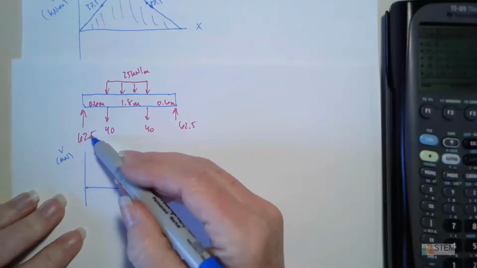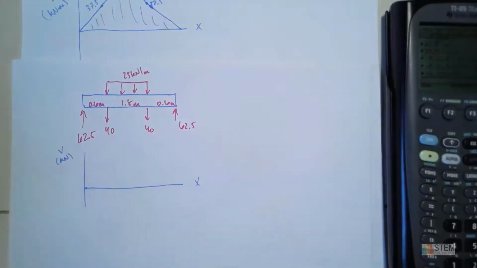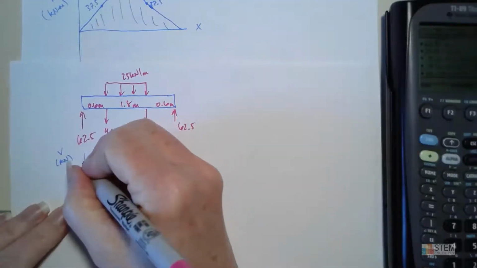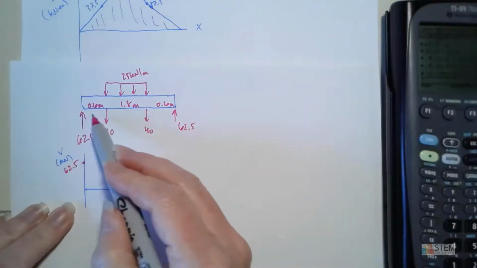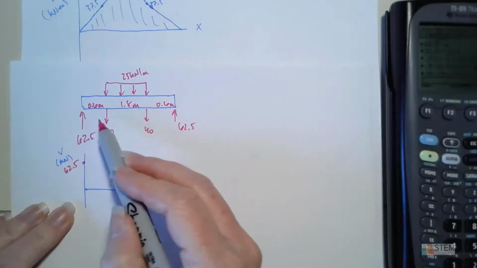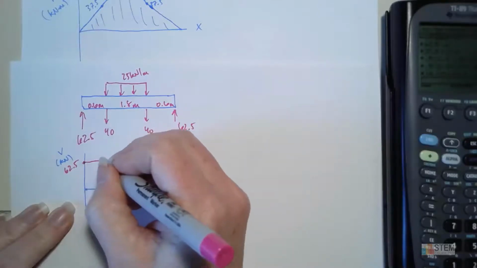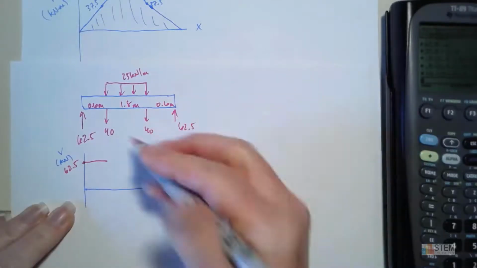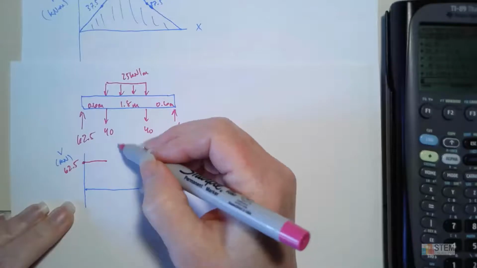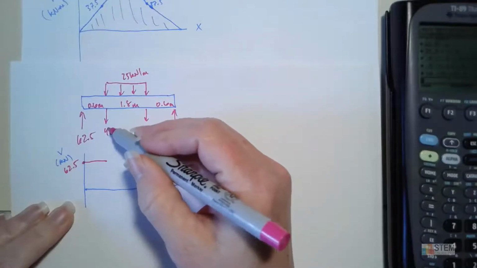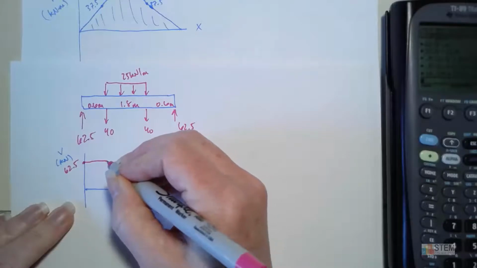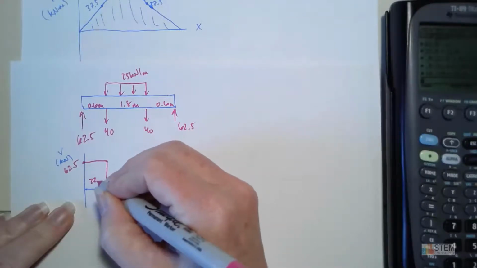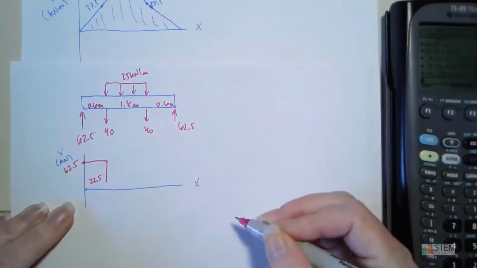Okay, so let's go ahead and let's jump up 62.5 right here. Now notice there's nothing going on in between these two forces, right? So we're just going to draw a straight line until we're right below the 40. Now we've got the 40 here, it's pointing down, so we're going to jump down by 40. So that's going to take us to 22.5 right here. Okay.